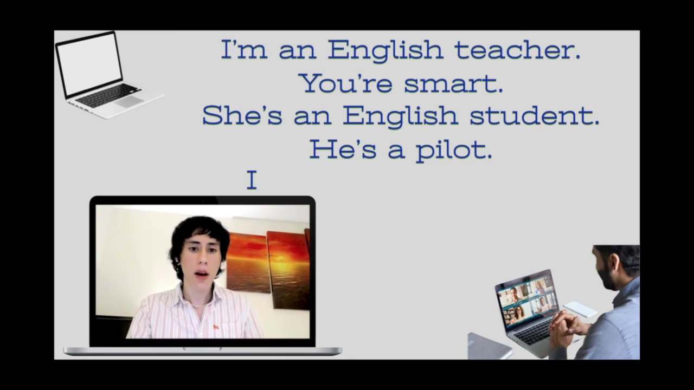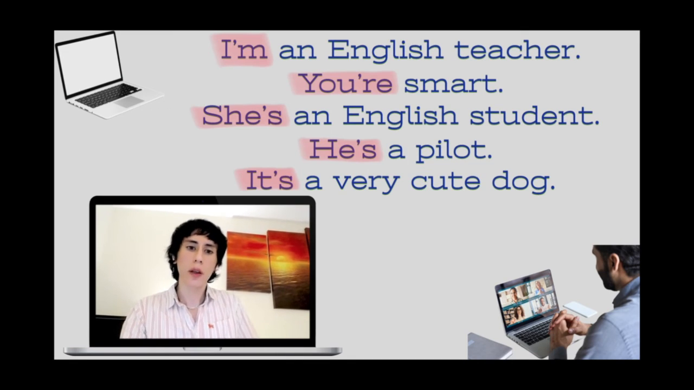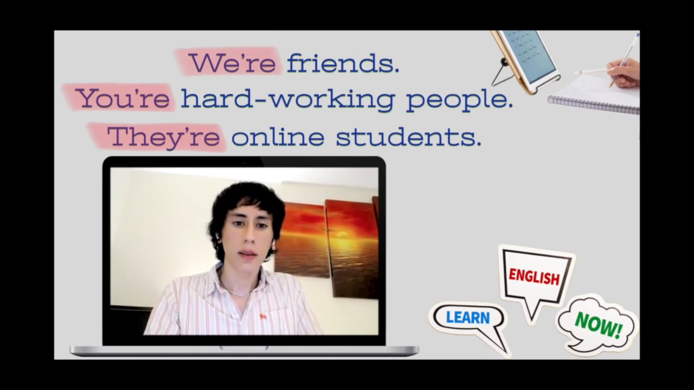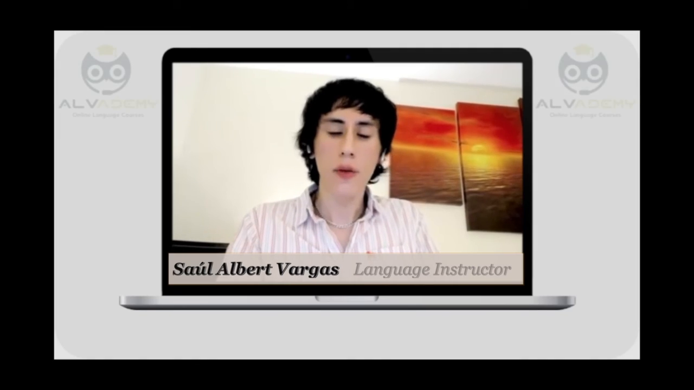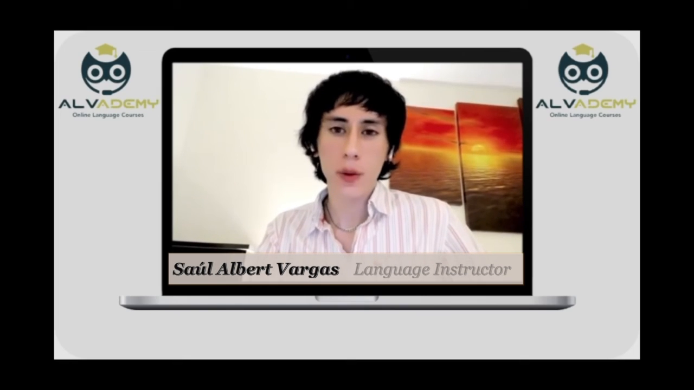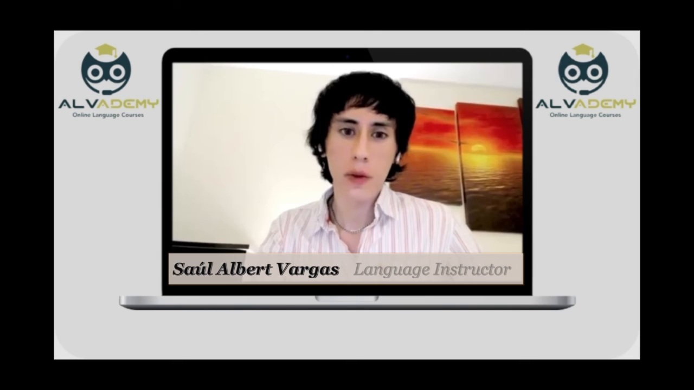And now, these are some examples that I have for you. I'm an English teacher. You're smart. She's an English student. He's a pilot. And it's a very cute dog. And we're friends. You're hardworking people. And they're online students.